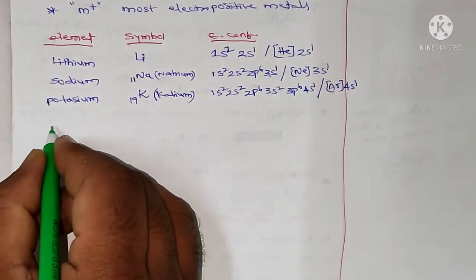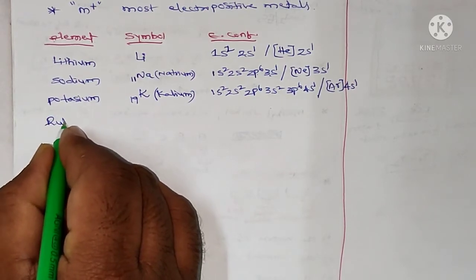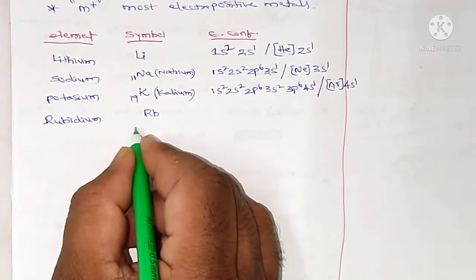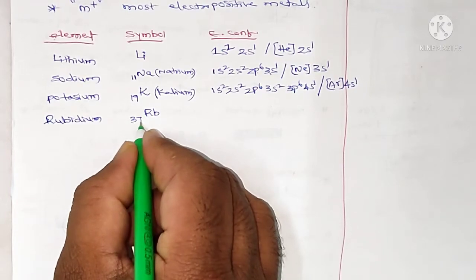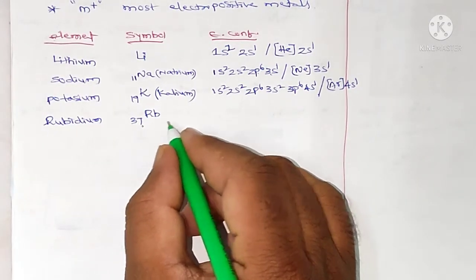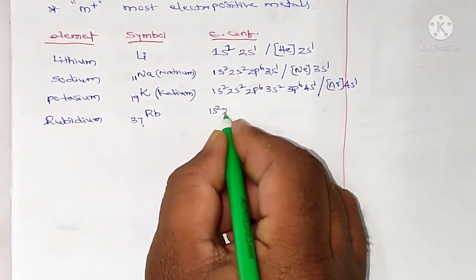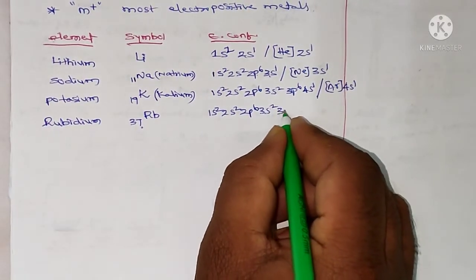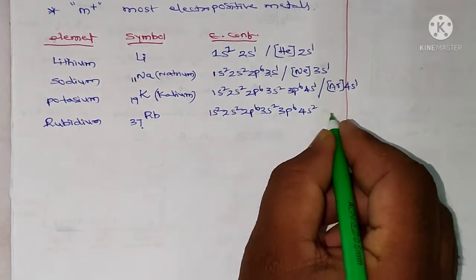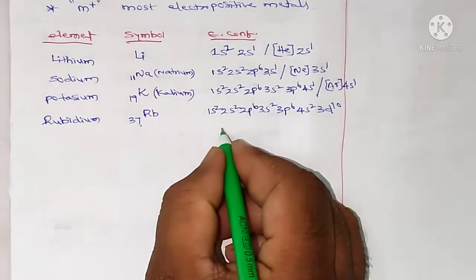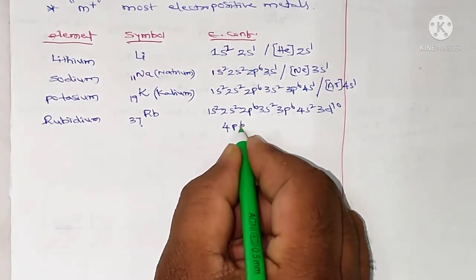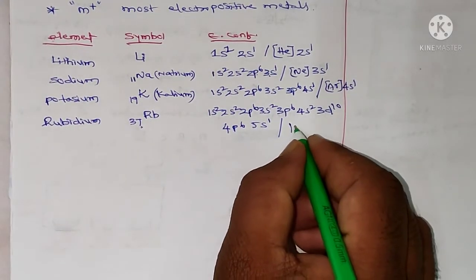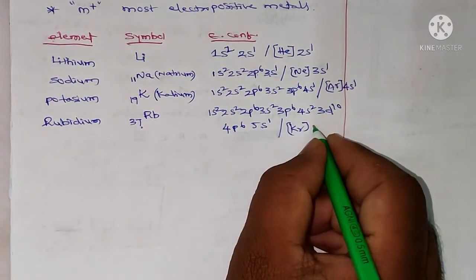And the next one, rubidium. The rubidium symbol is Rb and its atomic number is 37. For those 37 electrons, the electronic configuration is 1s2, 2s2, 2p6, 3s2, 3p6, 4s2, 3d10 and 4p6, 5s1. Or we can write krypton 5s1.